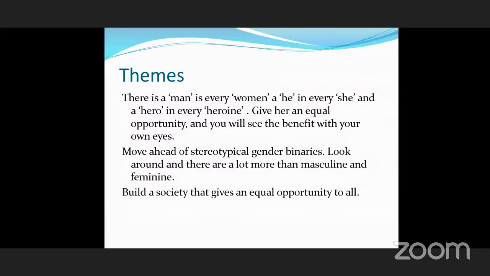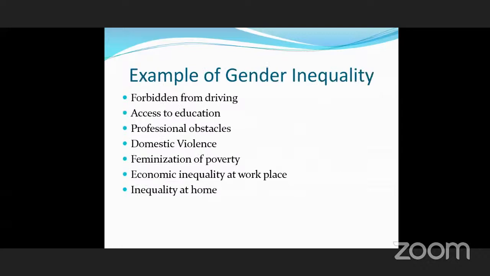Yeah, so as we can see, we need to get out of the stereotypical image about men and women, because giving everybody an equal opportunity will benefit us, and we can see the results. Giving everybody an equal opportunity will help us in all aspects of life. It may be social, economical, political. It will help us in all ways. So I think we should strive to build a society that gives everyone an equal opportunity. Yeah, I will pass on to Atharva.